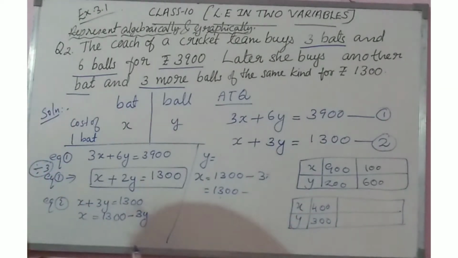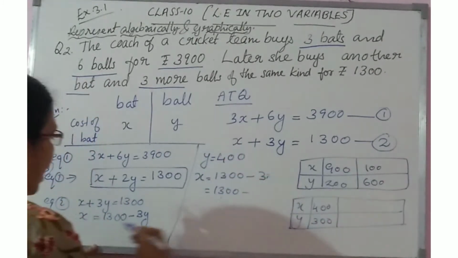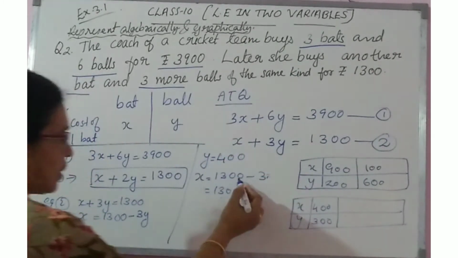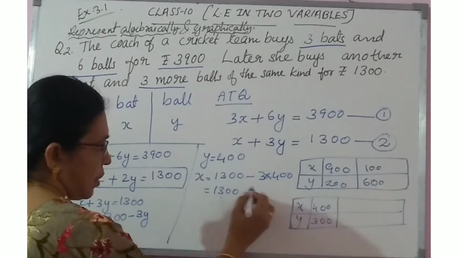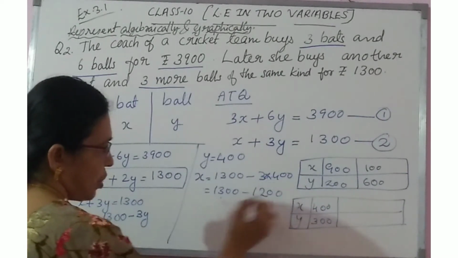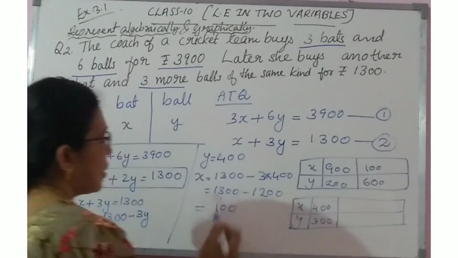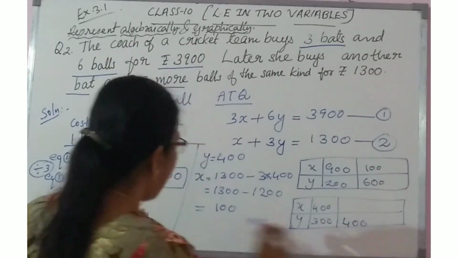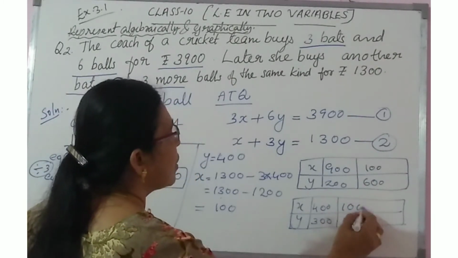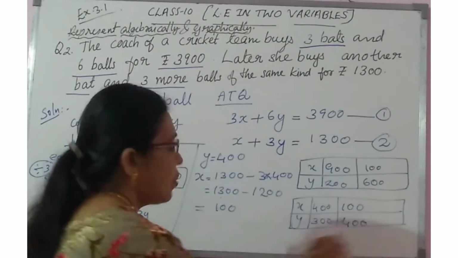One more solution I am going to find out. So y value I am going to take 400 and x value 1300 minus 3y, that is 3 into 400. 3 into 400 is 1200. 1300 minus 1200 is 100. So now y is equal to 400 and x is equal to 100. So we got two solutions. Now we can plot the solution in the graph.